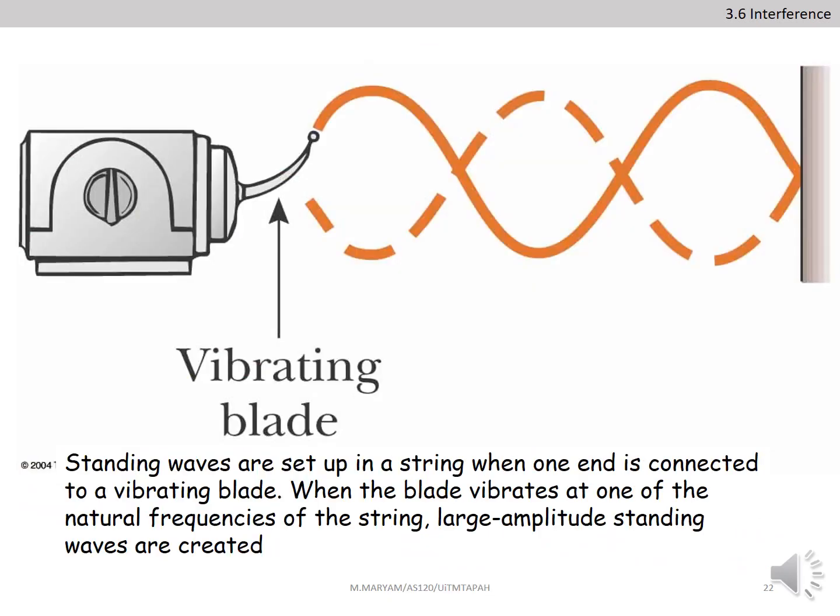Third harmonic. Okay, so this is a vibrating one. You can see here, standing waves are set up in a string when one end is connected to a vibrating plate to produce a standing wave. When the plate vibrates at one of the natural frequencies or resonances of the string, large amplitude standing waves are created. This is large amplitude, large amplitude here, okay, large amplitude known as antinodes.